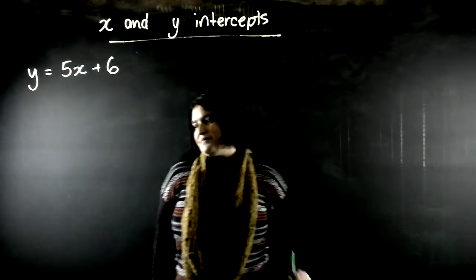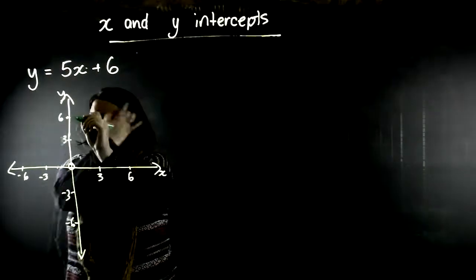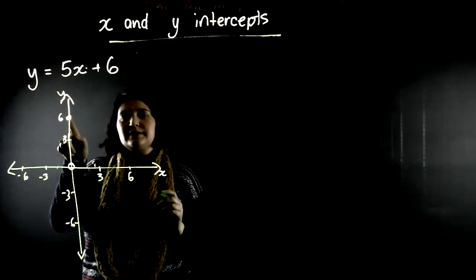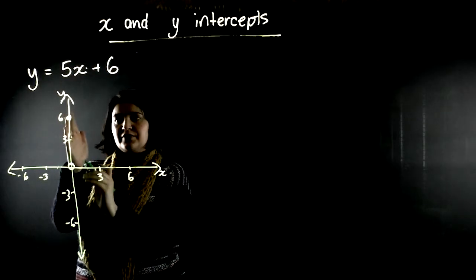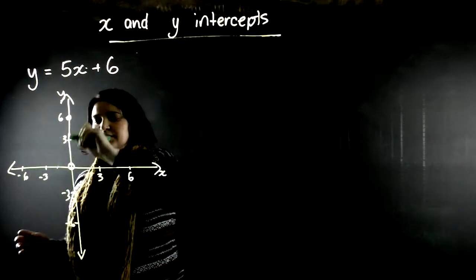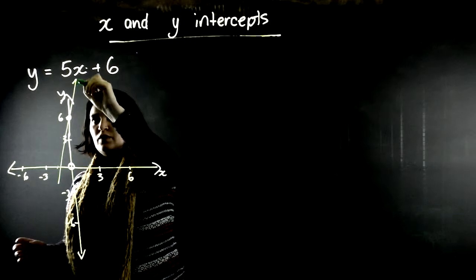I can graph that. So if it's going through 6, that's the y-intercept, and it's going up 5 for every 1 it goes across. It's going to be up here somewhere. We're going to have a really steep line, something like this, roughly.